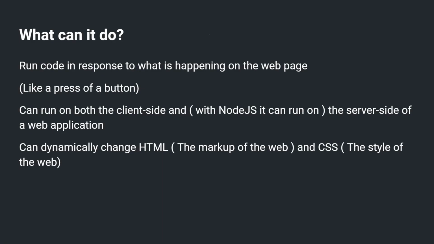You can also dynamically change HTML, the markup of the web, which is called hypertext markup language, and CSS, the style of the web, also called cascading style sheets. So you can change those dynamically if you press a button or click on a certain thing on the page.